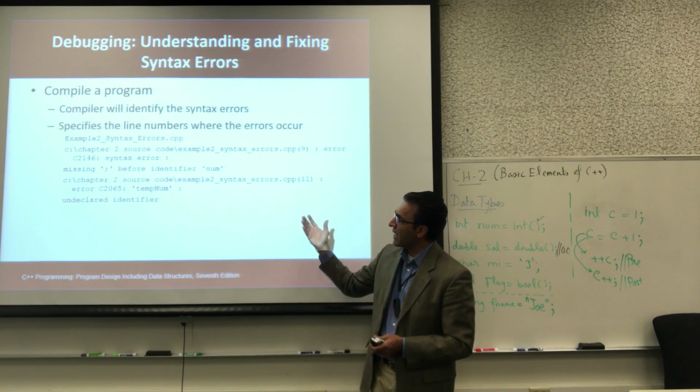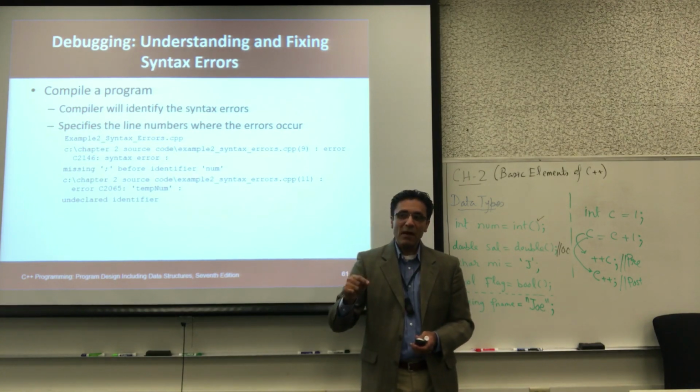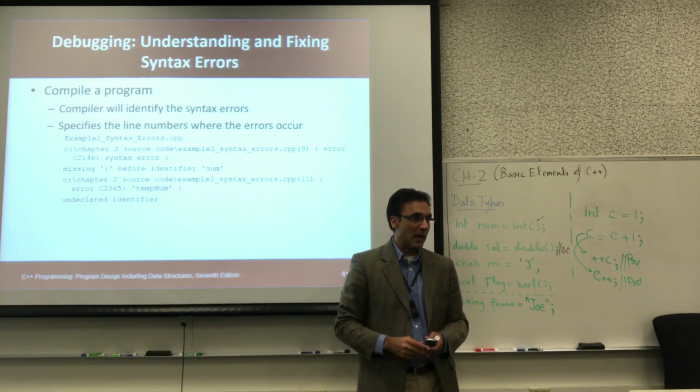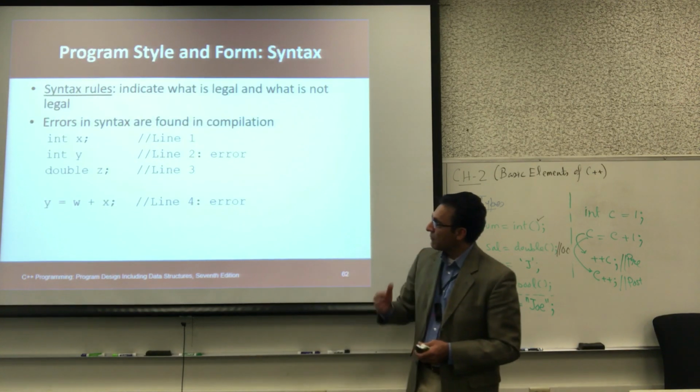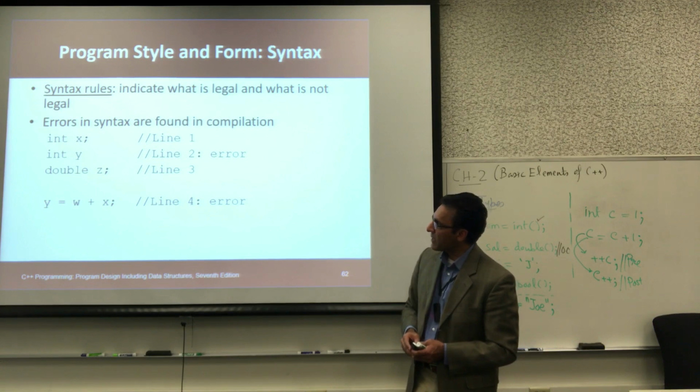If you have an error, it will tell you. So when you have an error, you double-click on the error message. It will take you to the vicinity of that error. That's where the error is. I'm going to cause an error, and I'll show you how to fix that error.